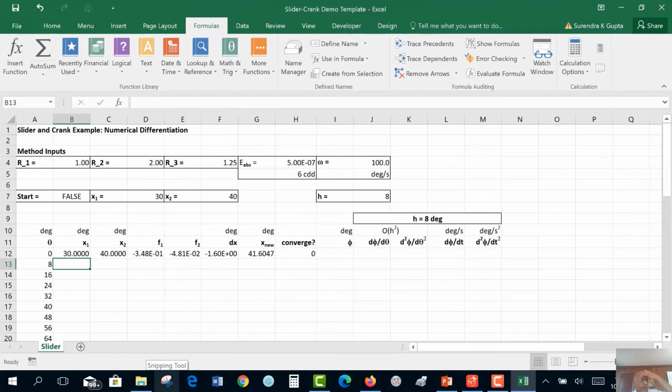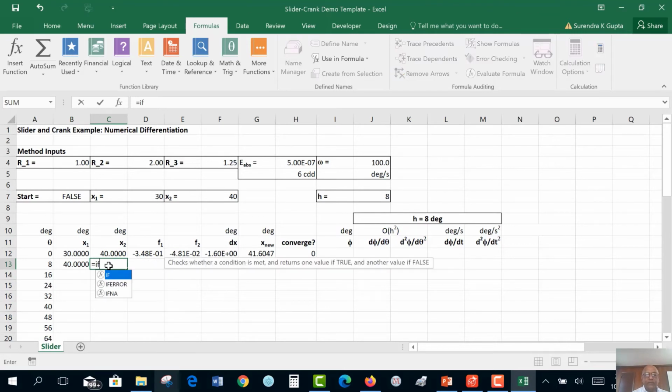Now we want to go to the next step, 8 degrees. For 8 degrees, we are going to use this as our first guess and this as our next guess. So we are going to say if start is equal to false, use this G12 as the initial guess. Otherwise, use from the same row, G13.